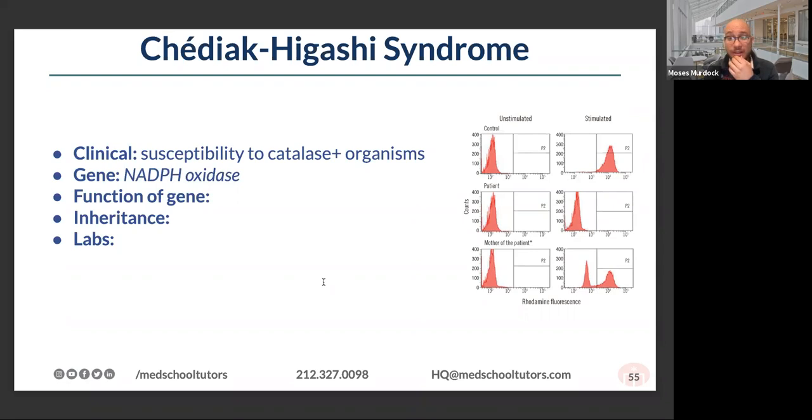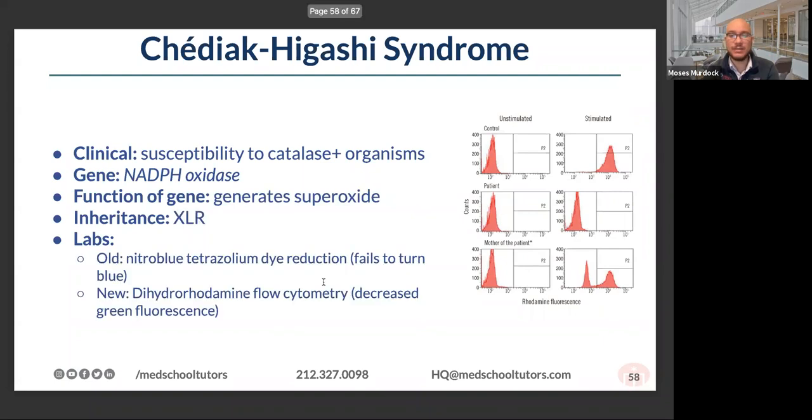Yeah, it's expressed in phagocytes. Oxidative burst. It creates superoxide, right? And superoxide is toxic to cells, particularly microbes that are catalase positive, right? So the inheritance, X-linked recessive.